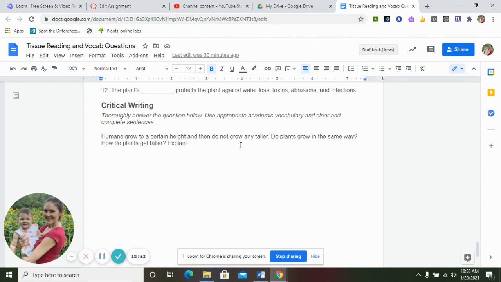In order to answer this question, you want to go into the slides and you want to look specifically at slides 3 through 6, and that will really help you to determine whether or not plants get taller in the same way that humans grow. Just a hint here, the answer is no, we don't grow in the same manner. So take that and expand on it, please.